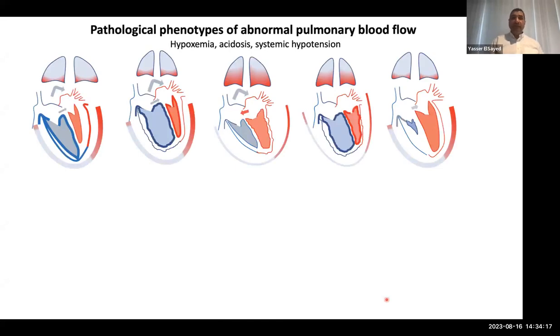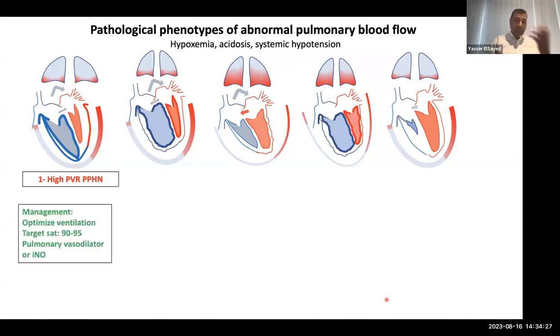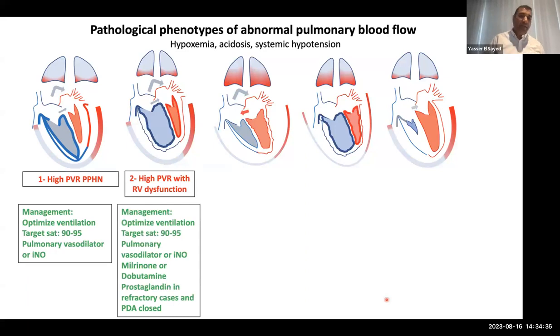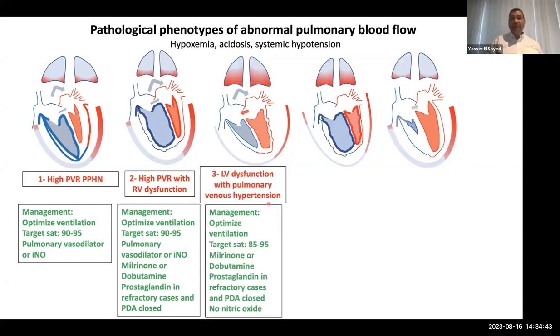If you are talking about pulmonary hypertension, we should not use pulmonary hypertension as PPHN. Pulmonary hypertension has many phenotypes, which include PPHN, which you may consider treating with a pulmonary vasodilator, and the priority is also to optimize lung inflation. It could be with RV dysfunction. Then you have to consider medication to improve RV performance like dobutamine or milrinone. But you may also have LV dysfunction with pulmonary venous hypertension. In this situation, nitric oxide is contraindicated, you should not use it.